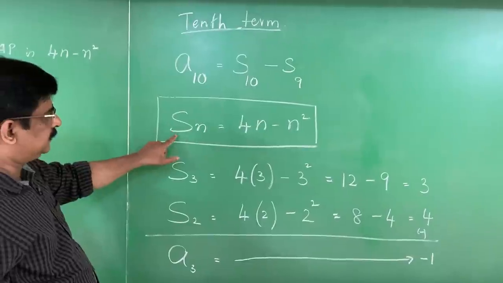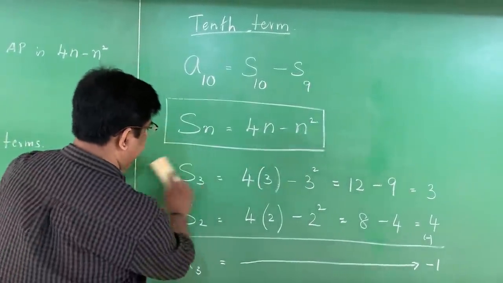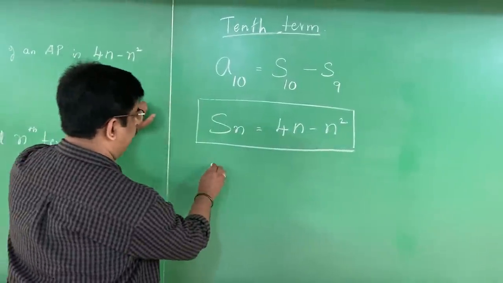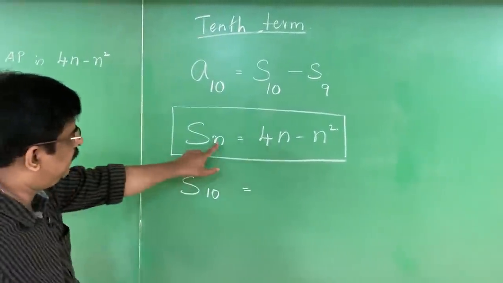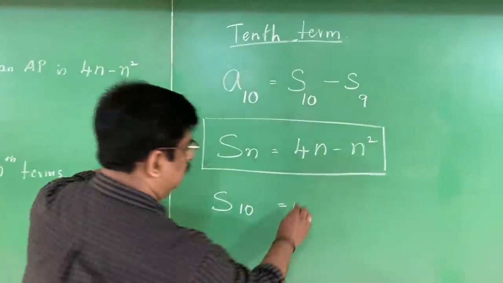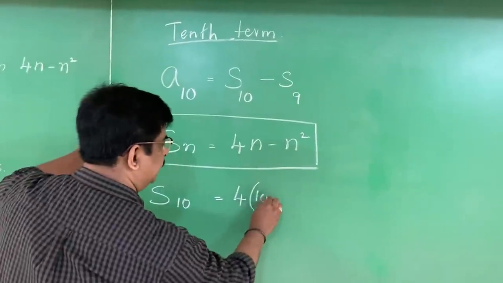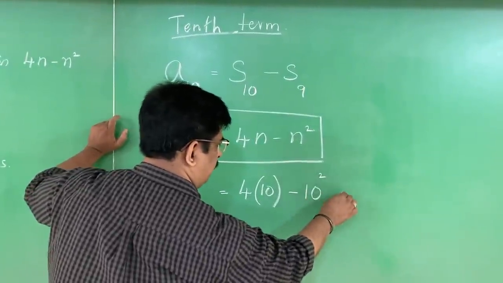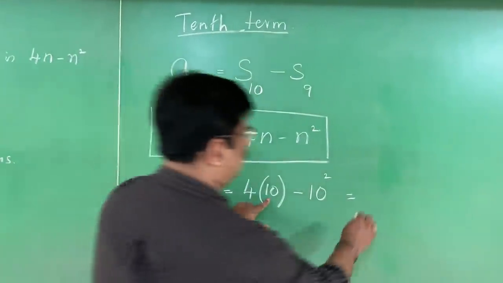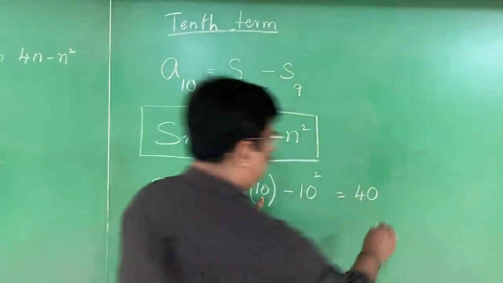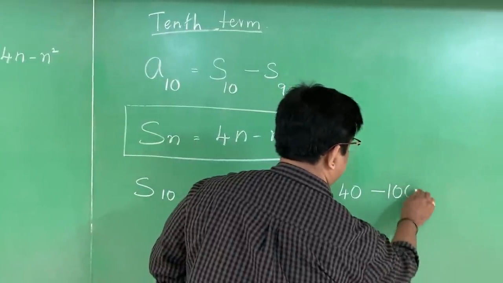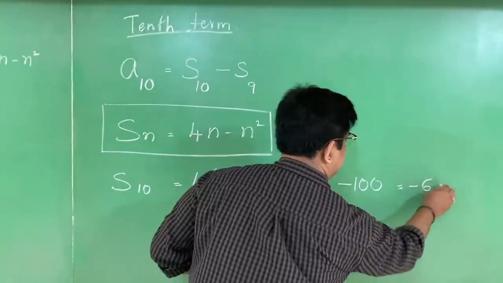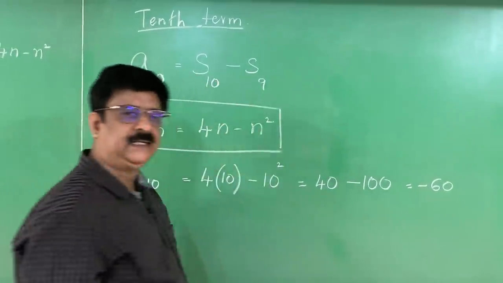The equation given is Sn is equal to 4n minus n square. Now first I find S10. S10 means wherever n is there, write 10. Therefore it becomes 4n minus n square, means 4 into 10 minus 10 square, which is equal to 40 minus 100. 10 square is 100. 40 minus 100 is equal to minus 60.